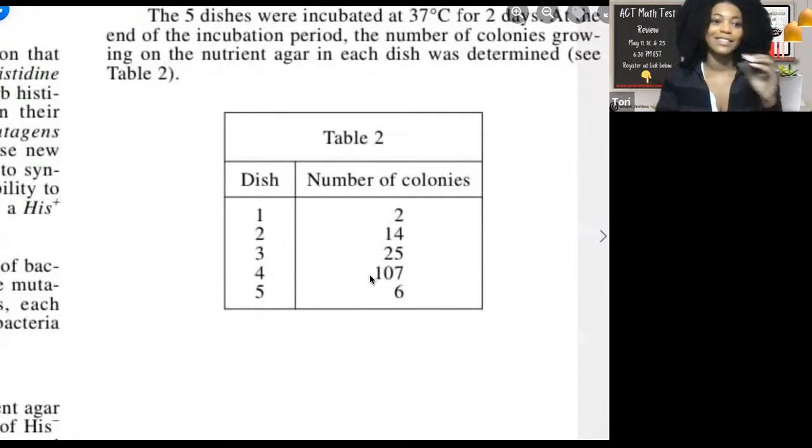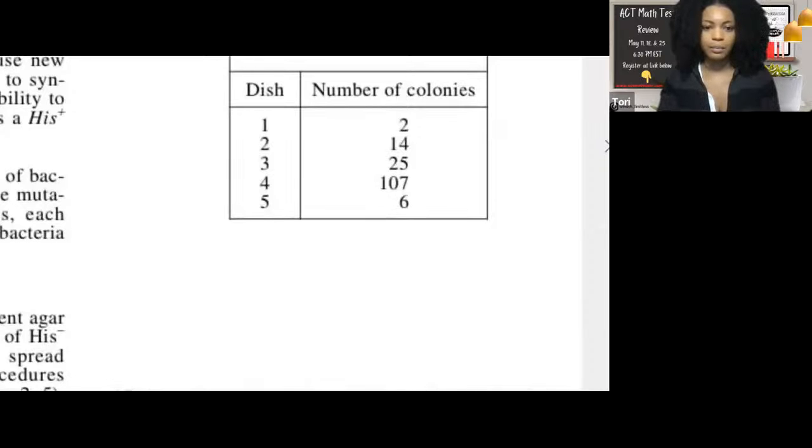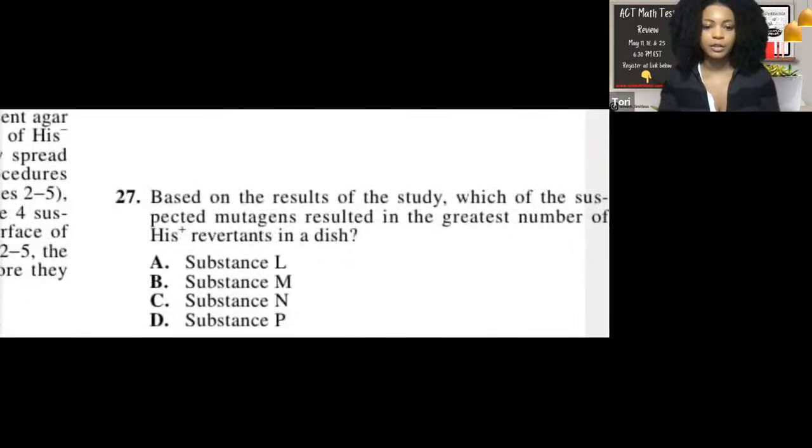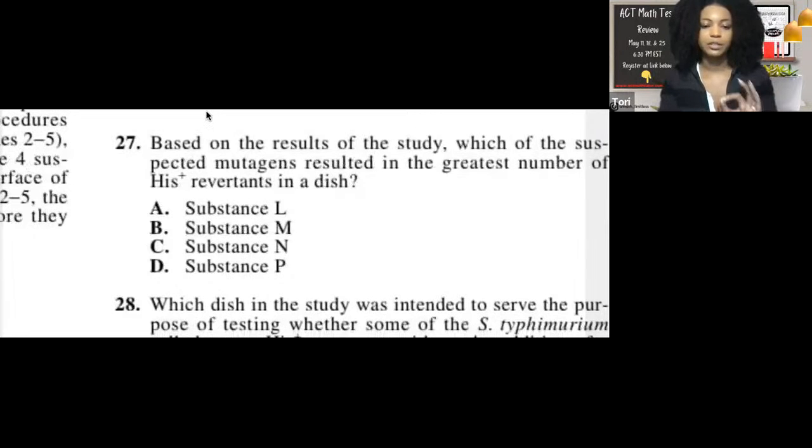Okay, so now that we skimmed all of that, and I kind of tried to break it down as I read it, let's go back to the question. Based on the results of the study, which of the suspected mutagens resulted in the greatest number of His positive revertants? So remember, we said His positive means it regains the ability to produce that histidine. His negative does not, his positive does, right? So if it's synthesizing, it's producing something, it's making more of it.